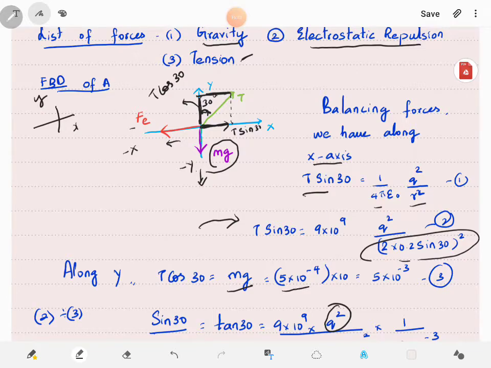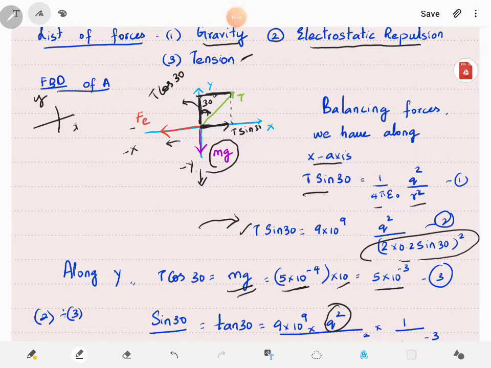Now, the mass of the pith ball is given to be 5 into 10 power minus 4, and the g value is 10 meter per second square. We are going to make this assumption instead of 9.8, just for the sake of convenience. So this is going to be 5 into 10 power minus 3.